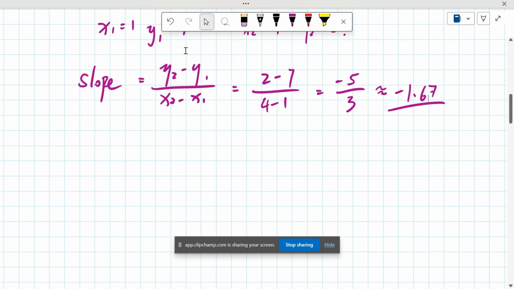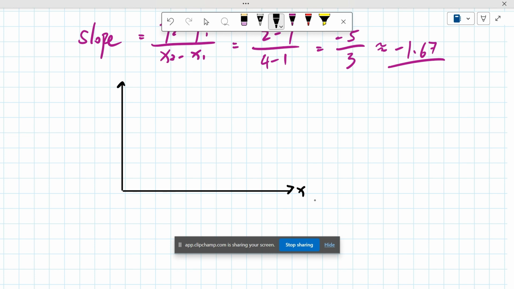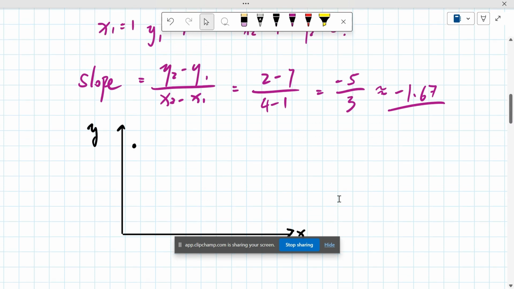The graph will look like this. Here is x and here is y. The first point is (1, 7), which is here, and the second one is (4, 2), which is here. Then we draw the straight line like that. The straight line always passes through the points, so just make sure of that.